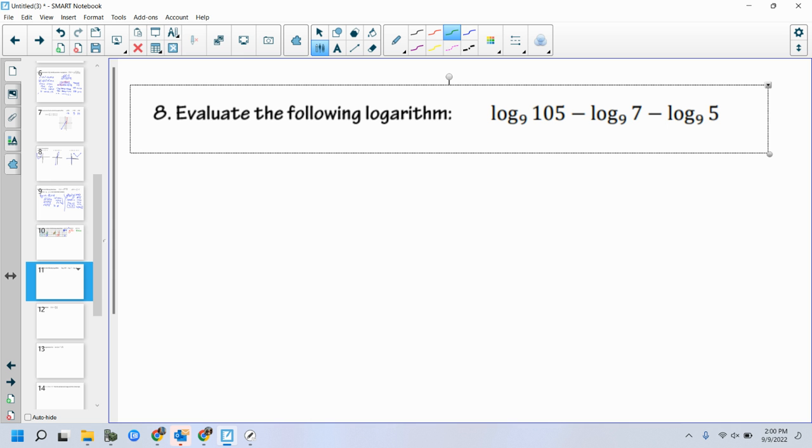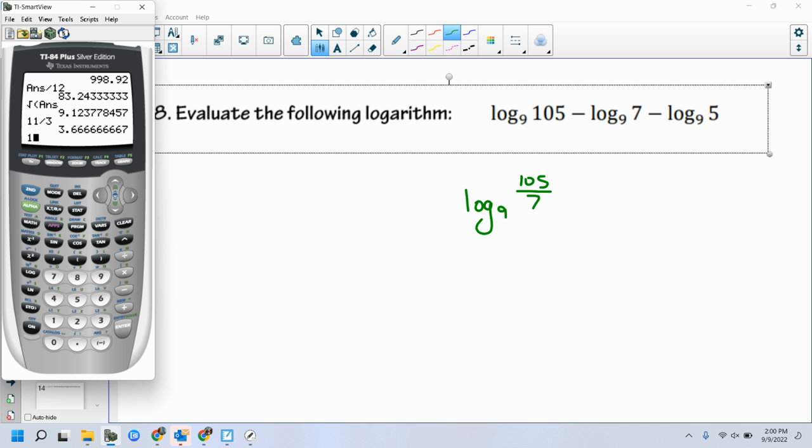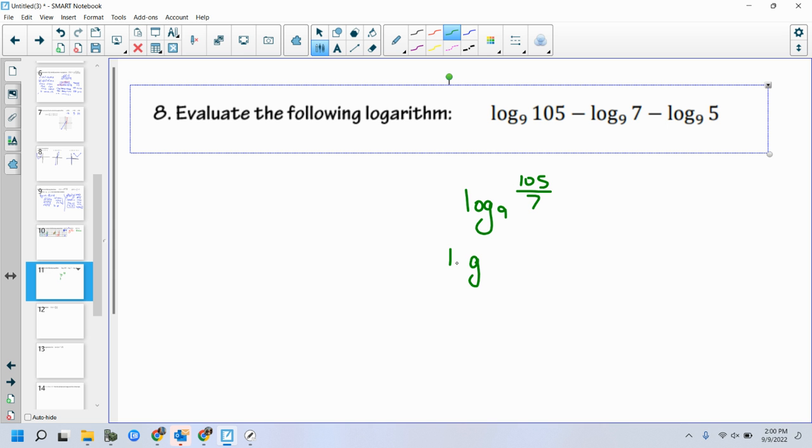Or no graphing calculator. Log base 9 of 105 minus log base 9 of 7 minus log base 9 of 5. Okay, that's going to mean log base 9 of 105 over 7. I'm going to evaluate that first. And that's going to be 105 over 7. See, I can just take that in my calculator, 105 over 7. I can have the red calculator, so I can divide. So it's going to be log base 9 of 15 minus log base 9 of 5, which is log base 9 of 15 over 5, which is log base 9 of 3.